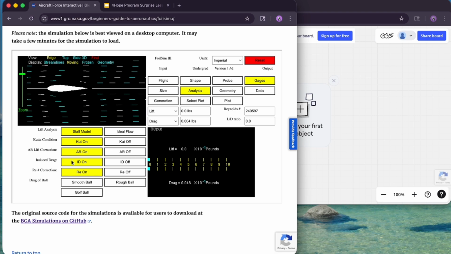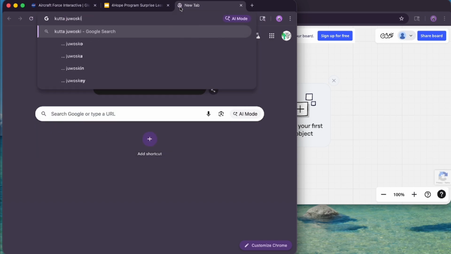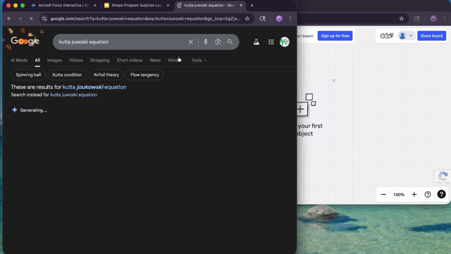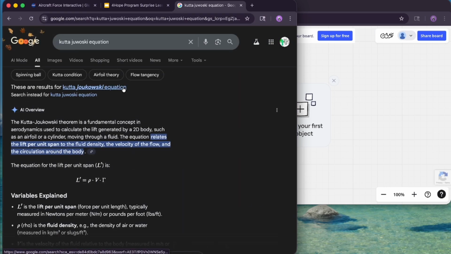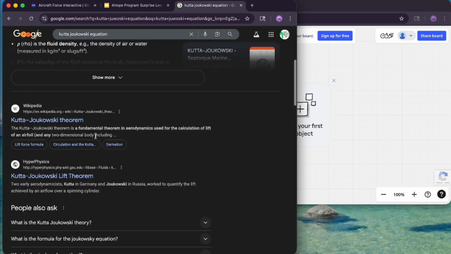If it's stall, we can go over lift analysis. We can go over the Kutta-Joukowski condition within this. So I'm just going to go over what Kutta-Joukowski really is, the Joukowski equation, because I haven't actually seen this equation. To also be very clear, I'm still learning physics as well, so I'm just curious as well.